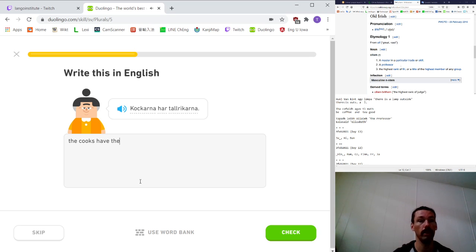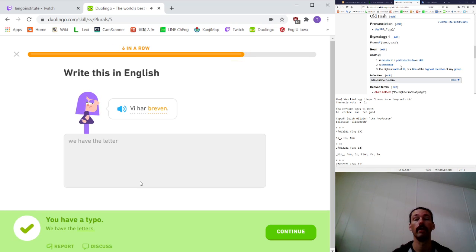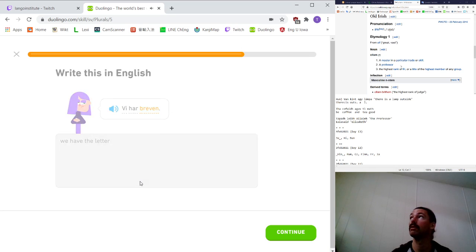Kockarna har tallrikarna. Cooks have the plates. Pojkarna äter jordgubbar. The boys eat strawberries. Just plural. Vi har breven. The letters, it should be plural. Breven.